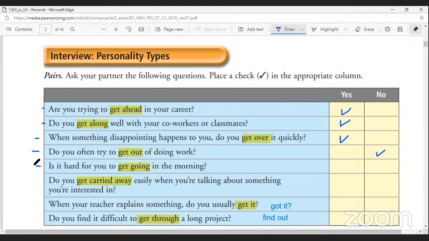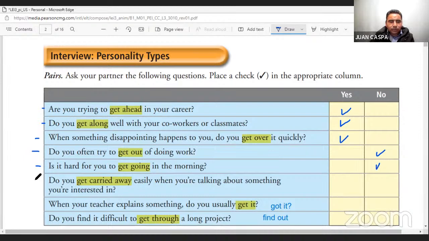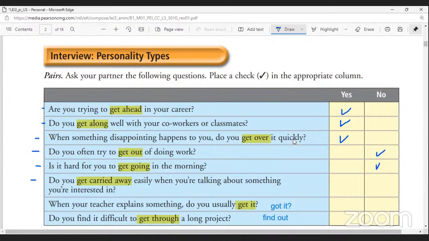Okay. Is it hard for you to get going in the morning? No, for me, it's not difficult to get going in the morning. Very good. The next one, please, Ernesto. Do you get carried away easily when you are talking about something you are interested in?